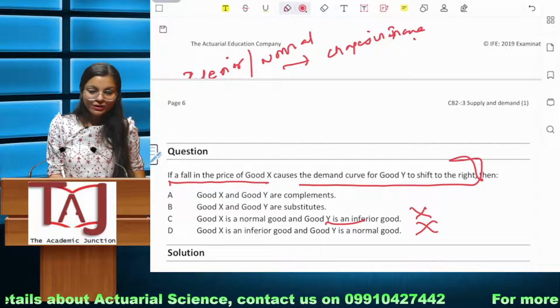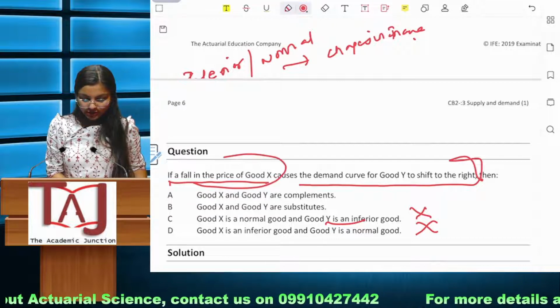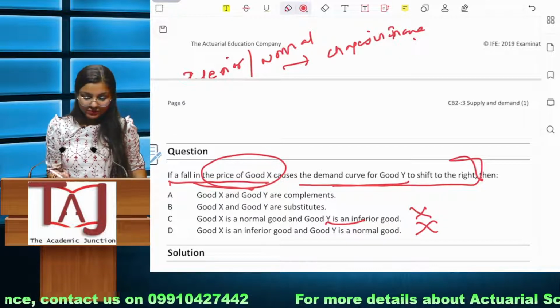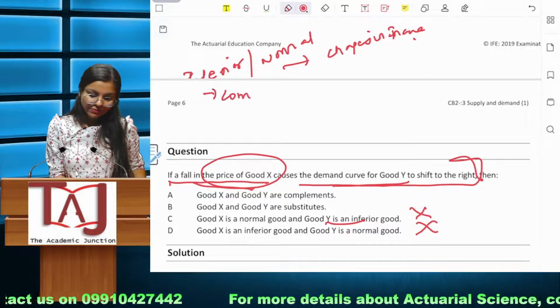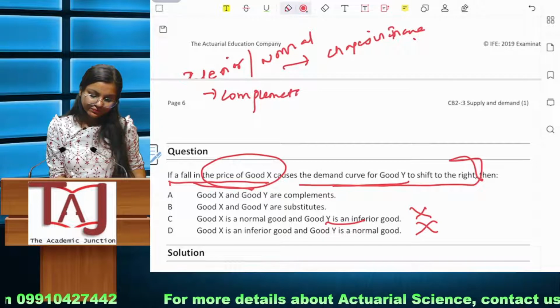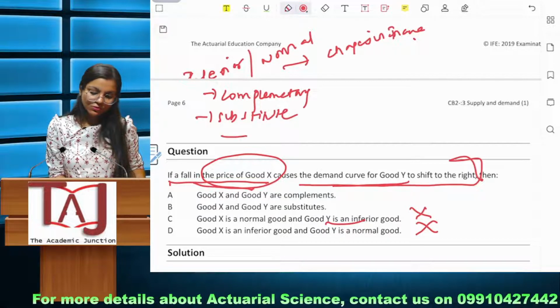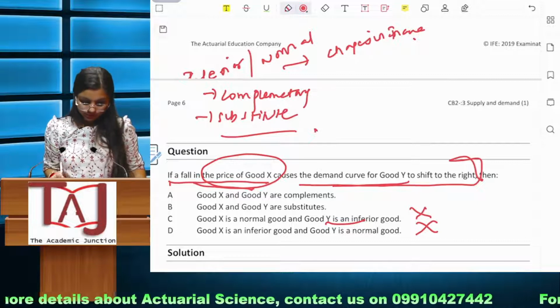What is happening here? Because of change in the price of X, it is leading to change in the demand for Y. That means either the good is complementary or it is substitute. Let's see what it is.